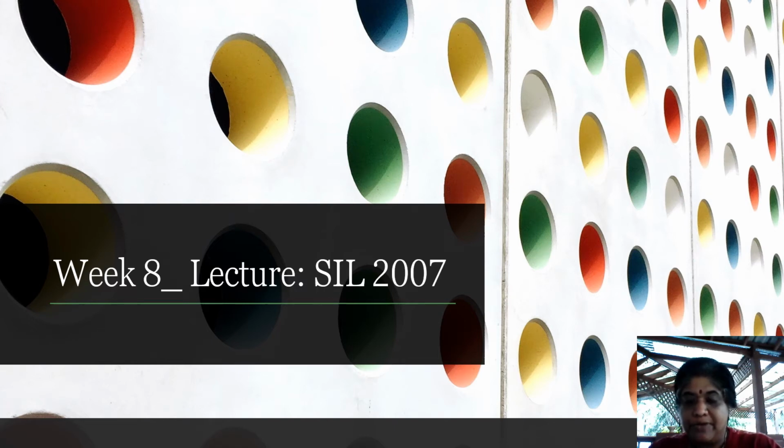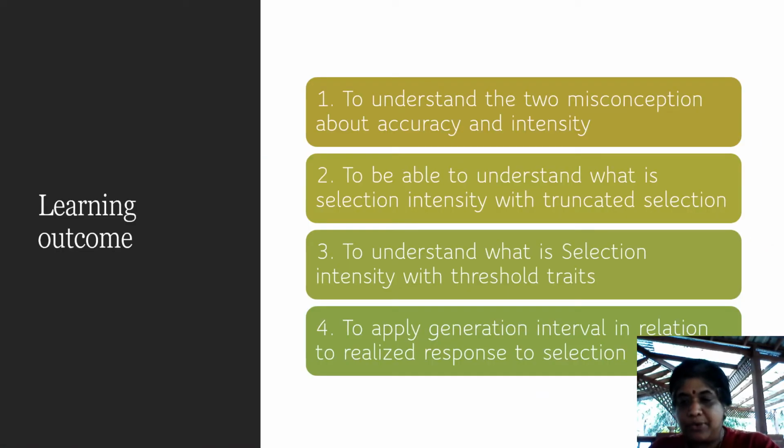So today we are going to speak on the week 2 lecture, on the 13th May. It is a continuation of week 1. The learning outcome here is to understand the two misconceptions about accuracy and intensity, to understand what selection intensity is with truncated selection, to understand what selection intensity is with threshold traits, and finally, the fourth objective, to apply generation interval in relation to realized response to selection.